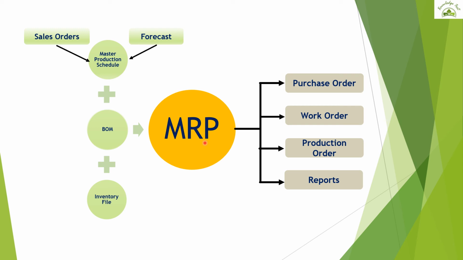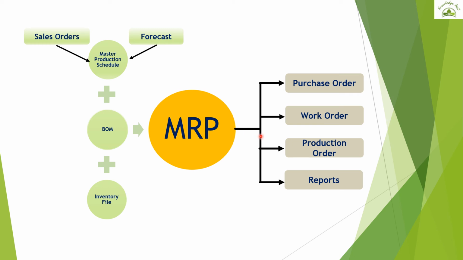Now based on these three inputs, the MRP system will determine what are the components which will be required, what are the quantities of each of the components, and what would be the time schedule by when the component materials would be required or should be available at the production plant, so that the production schedule of the final product can be met and customer orders can be fulfilled.